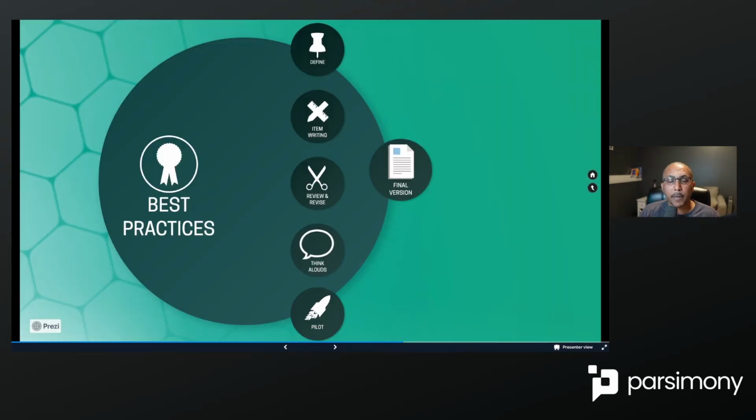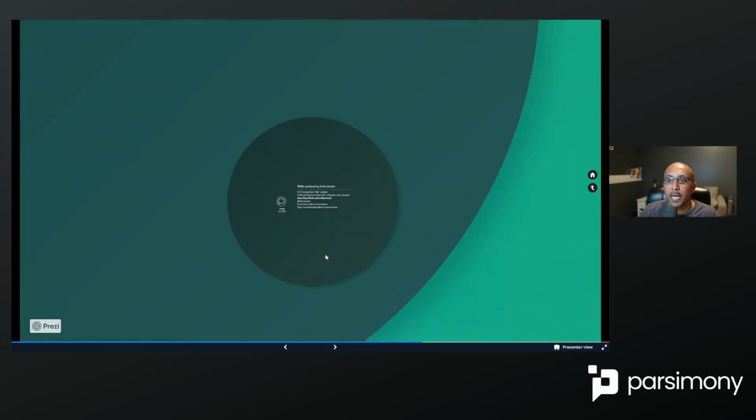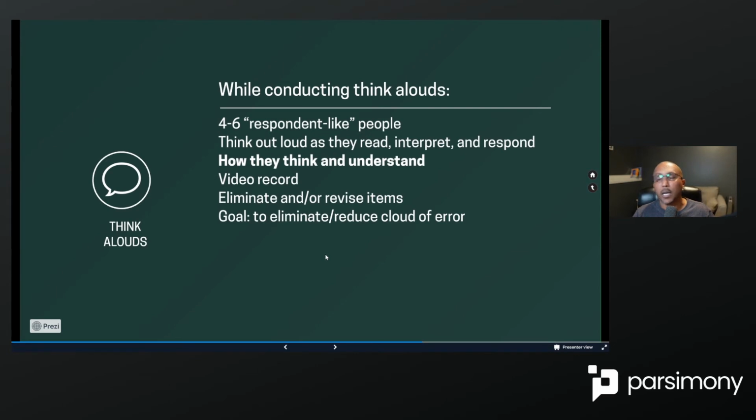Now, the fourth step is think alouds, and this is a step that I see a lot of people skip, but I highly recommend that you do it. I mentioned before this idea of the cloud of error. We don't see that. We talk amongst ourselves when we're developing a survey. We have these content experts, we're writing all these questions. We've been looking at these questions over and over again, so to us they make complete sense.